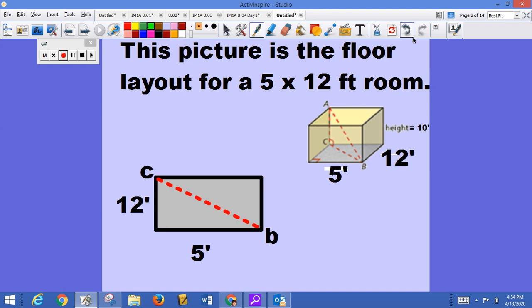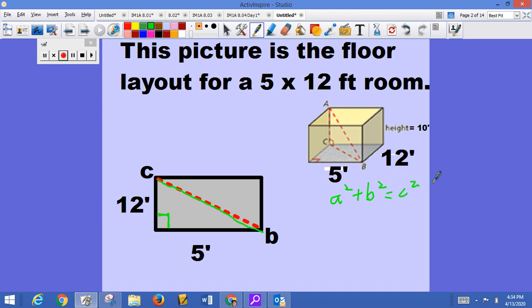But for now, I'm going to do my step one, which is to find this line CB, which is right here, line C to B. For me to do that, I know I can use my Pythagorean theorem because this is a right triangle, so I know that A squared plus B squared is going to equal C squared. So let's go ahead and do the math here.